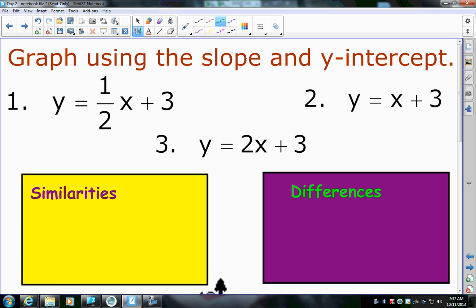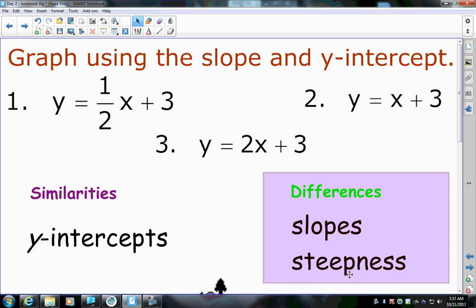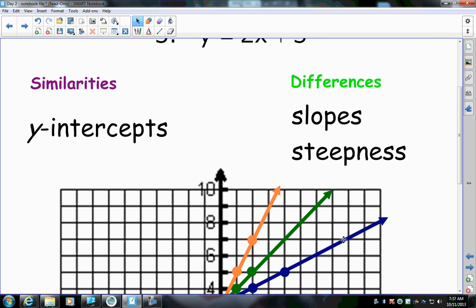Okay, so right here, down on your paper at the bottom, it says, how are they similar and how are they different? We just kind of went through that. They are similar: they have the same y-intercepts, but the slopes, the steepness, is different. You should have that written down.